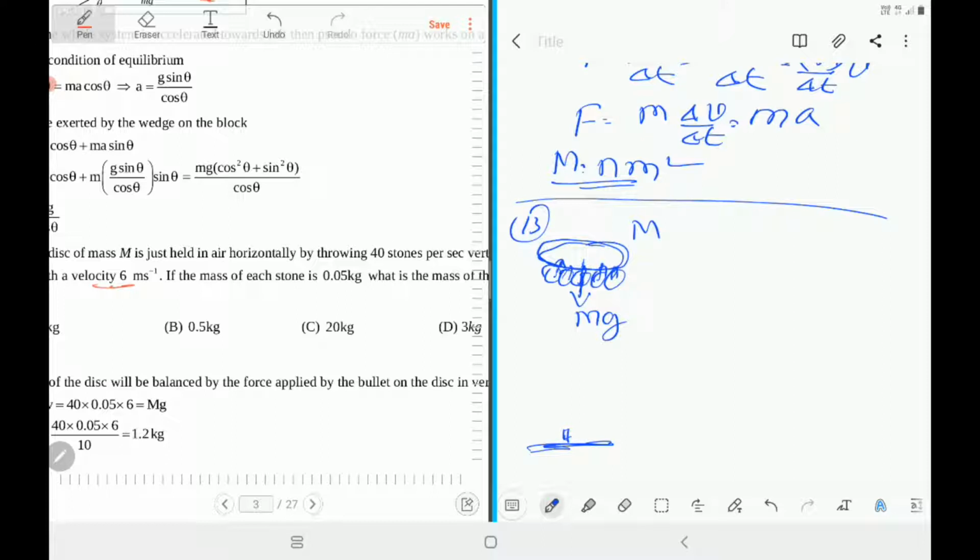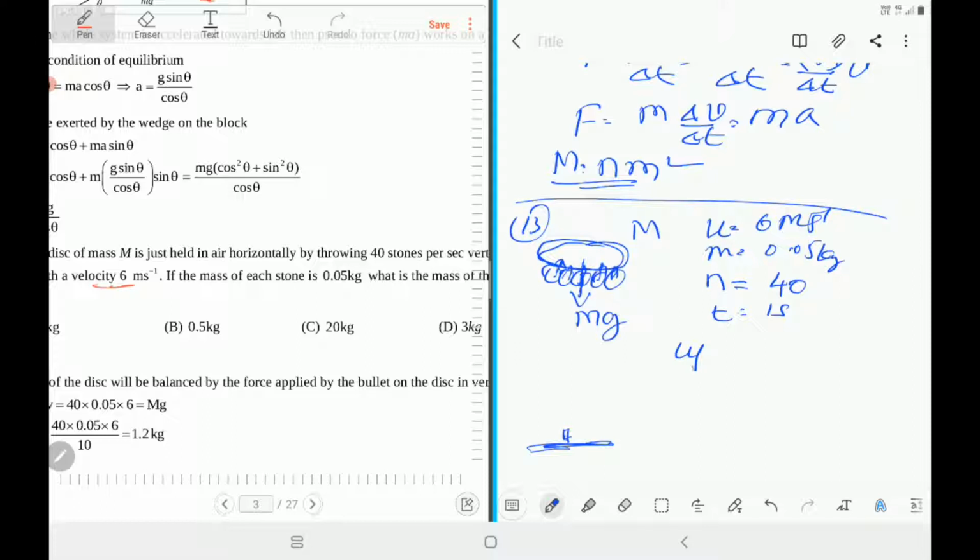What he says in this problem is that the initial velocity is 6 meter per second for each stone, the mass of each stone is 0.05 kg, and the number of stones which strike per second is 40, and per second means time is 1 second. That's it. Now, how do you calculate, students? You have to find the net force.